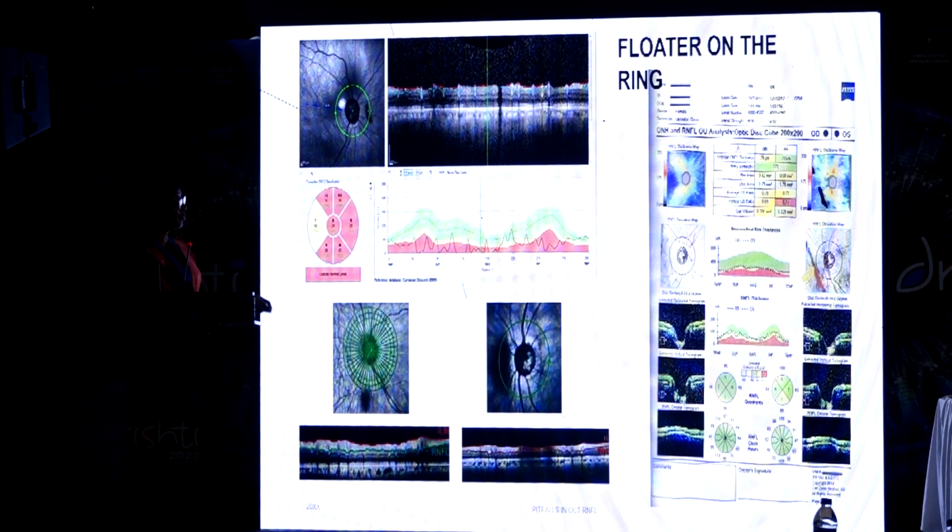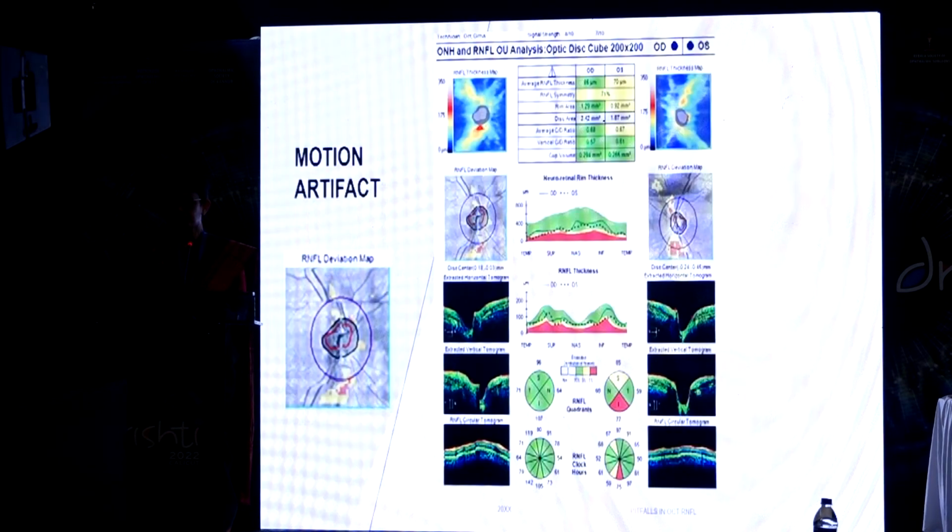This is the Cirrus printout which I had shown previously, with the lesser signal strength. You can see in the thickness map, sorry, I'm not good with the pointer, that there is a black area which corresponds to the presence of this floater, which is impinging on the RNFL measurement circle in the inferotemporal part, and so you can see there is a yellow borderline area shown in the pie chart. So this is how a floater affects the quality of the scan.